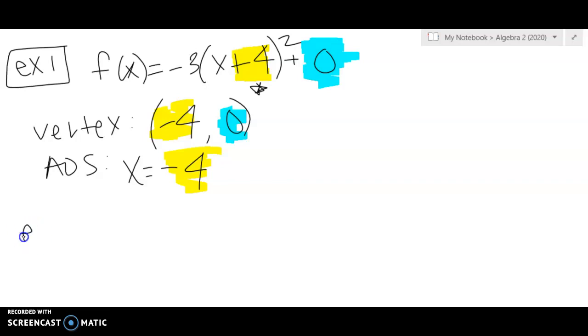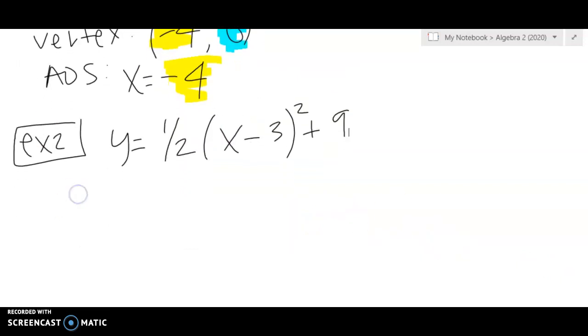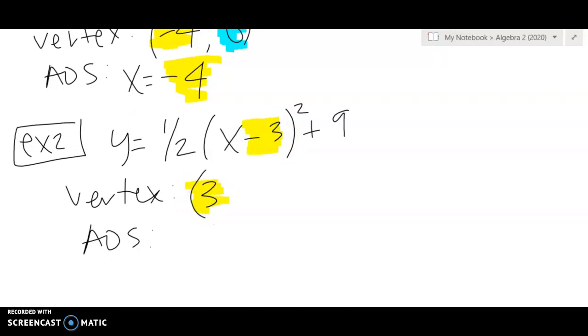Okay, let's do another one. Example 2. y equals 1/2 (x minus 3) squared plus 9. We're going to find, just like before, the vertex and axis of symmetry. So for the vertex, you do the opposite of the inside. I'm highlighting it yellow again. The opposite of -3 is +3, so change that to a positive.